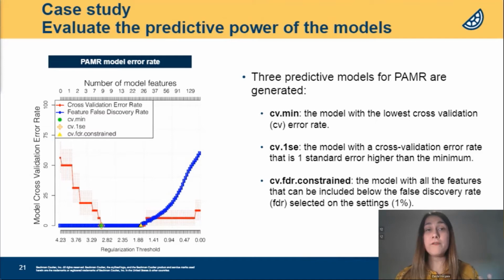So here we have our model error rate plot for PAM with the 2 rates and the 3 models. And evaluating that, we can say that our models for PAM are going to be quite good. But if you remember, there are 2 algorithms for the predictive mode, PAM and Lasso. So let's have a look at the model error rate for Lasso.